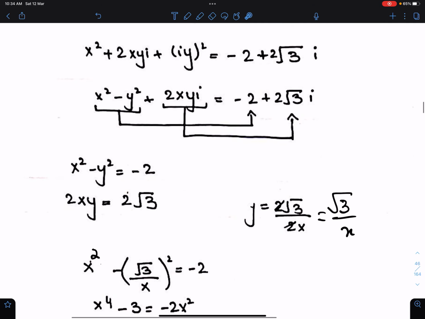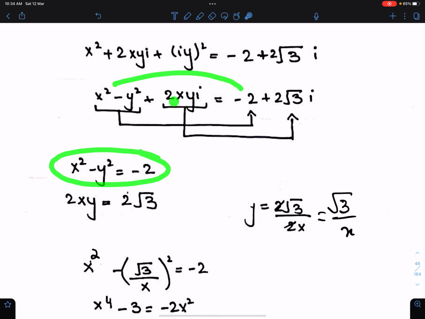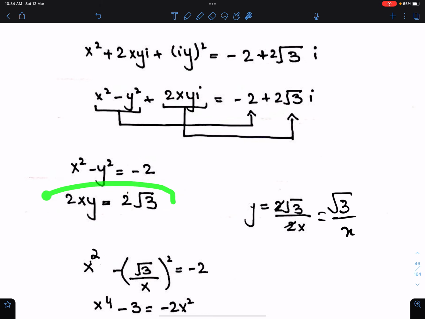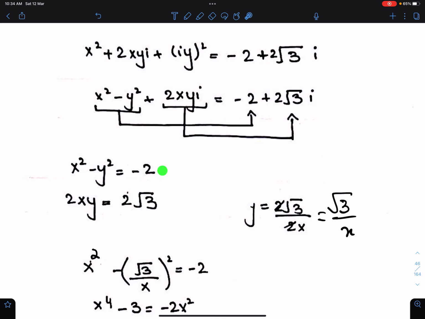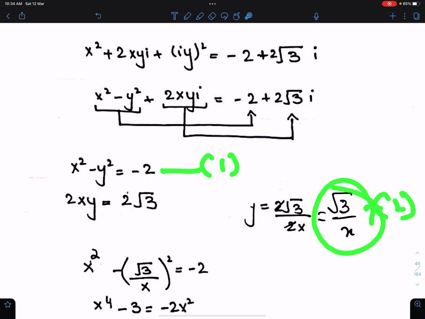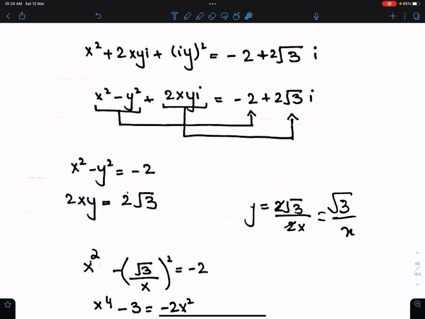Now we need to compare real part with the real part and imaginary with imaginary part. So by comparing real with real, we have this equation, and by comparing imaginary with imaginary, we have this equation. From this equation, we can find the value of y, which is root 3 upon x. Finally, we have two equations, equation 1, equation 2. We just need to solve these two equations simultaneously for the values of x and y.